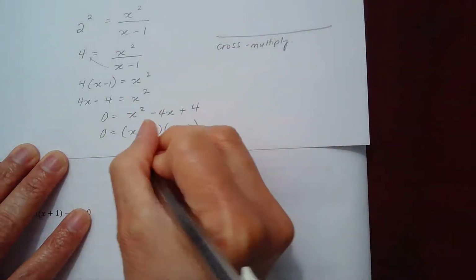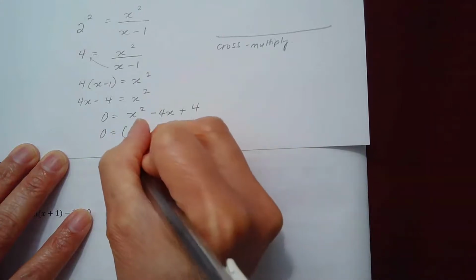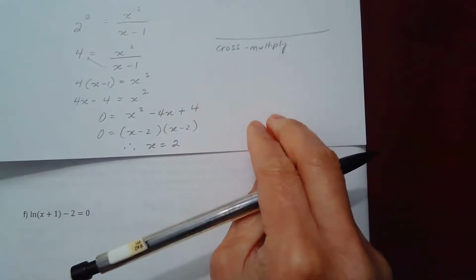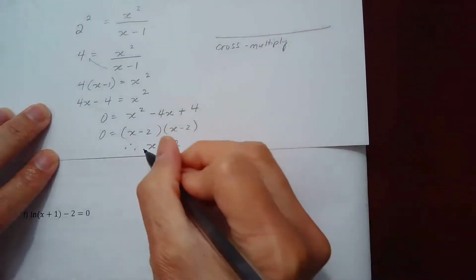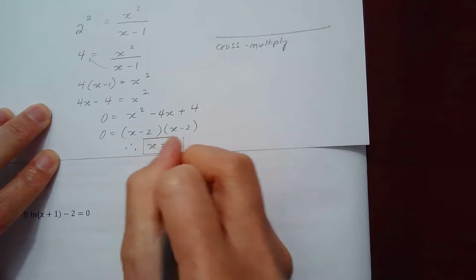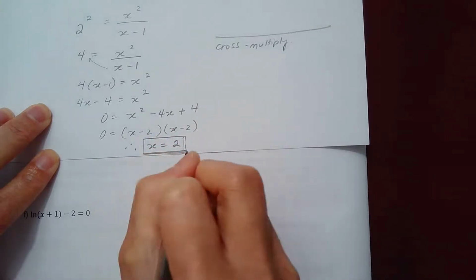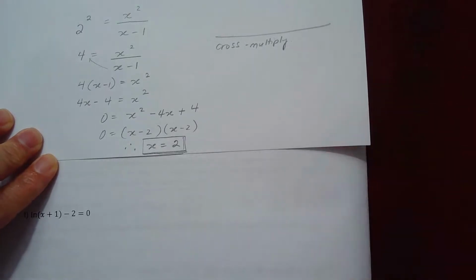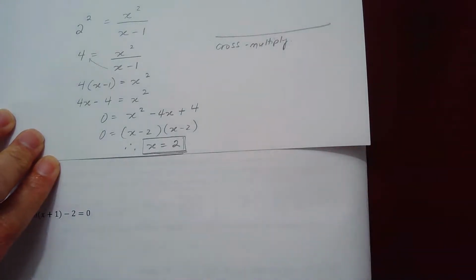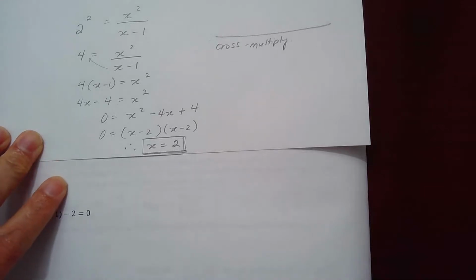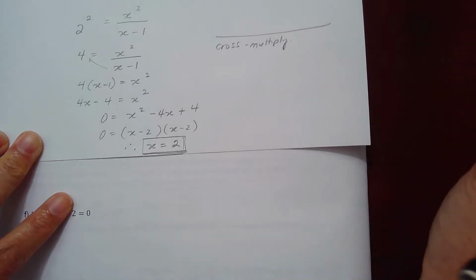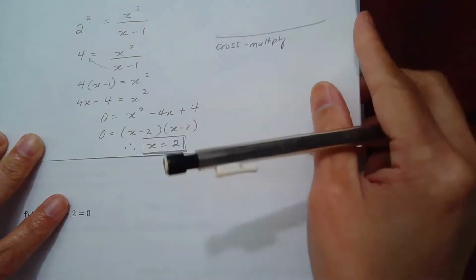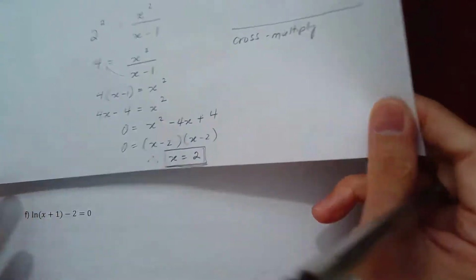So therefore x is equal to positive 2. Okay. Good. So that's example 1E. Now let's take a look at the last example, example F.